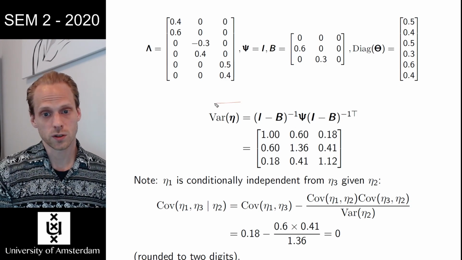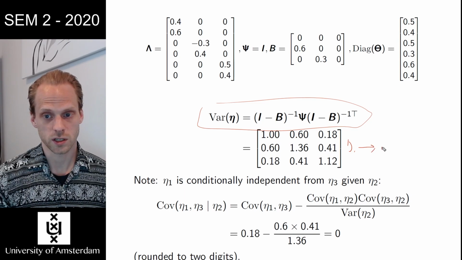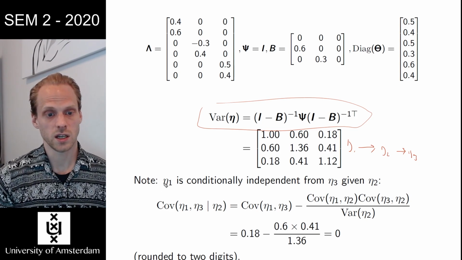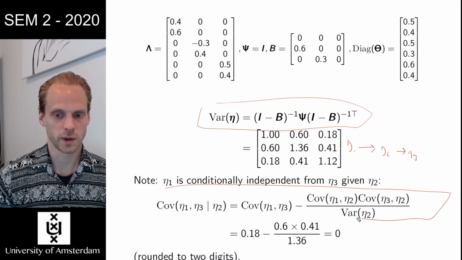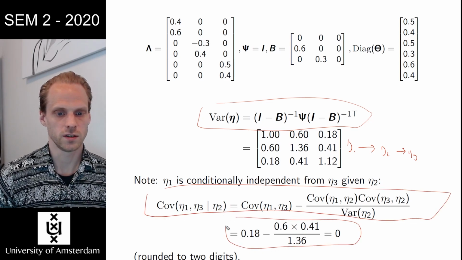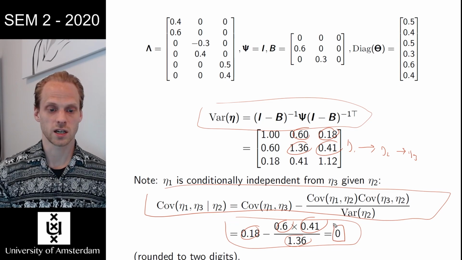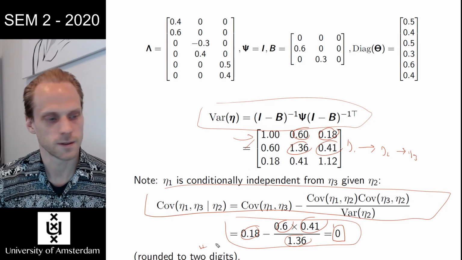So now we can use this already to see that we had this chain, right? So we had eta 1 causes eta 2 causes eta 3. And we can see that eta 1 indeed is conditionally independent of eta 3 given eta 2 with the Schur complement that we had before. We just fill in these values. So we have 0.18, that's this one. 0.6, that's this one. 0.41, that's that one. And 1.36 is this one. And we see that that leads to exactly 0, rounded to 2 digits. But that's because these are rounded to 2 digits.